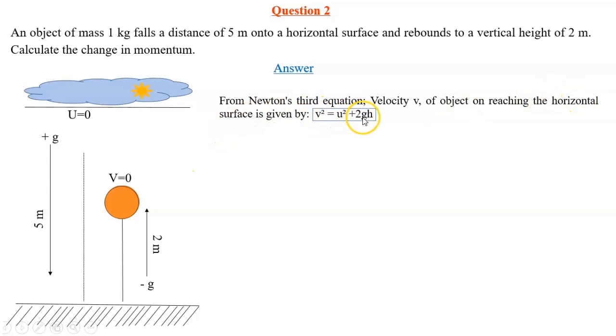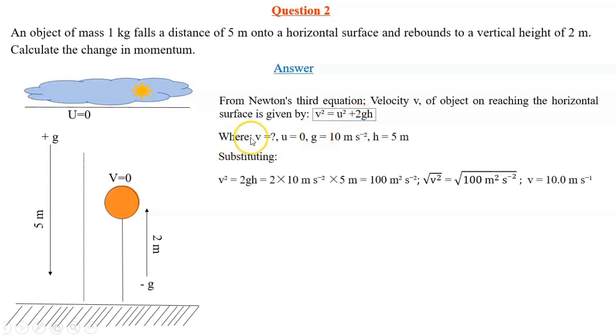From Newton's third equation of motion, the velocity v of an object on reaching the horizontal surface is given by v squared equals u squared plus 2gh. That is because the acceleration due to gravity is positive. Here v is unknown, u is equal to 0 as we have earlier said, g is always taken to be 10 meters per second squared, and h is equal to 5 meters. Since u is 0, the equation reduces to v squared equals 2gh.